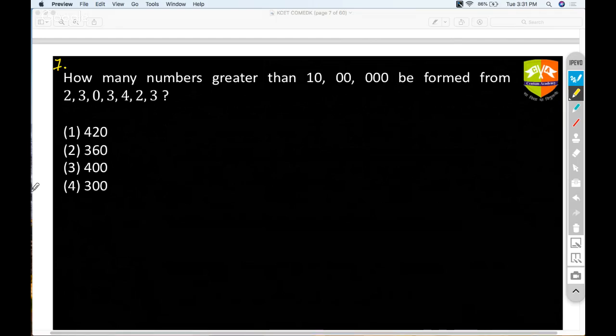How many numbers greater than 10 followed by 6 zeros, that's actually 1 million, can be formed from 2303423?